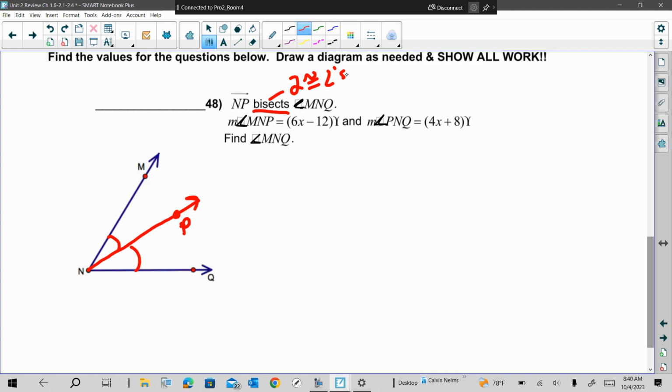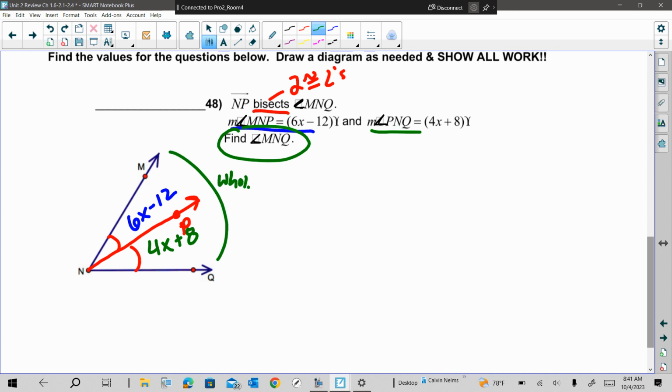All right. They gave us on here that MNP, this part, is 6x minus 12. And that P and Q, that is 4x plus 8. They want you to find M and Q. M and Q is the whole angle. So first, use your two congruent parts to set up your equation, solve for x, then plug it back in. Okay? You need to write an equation for x, solve it, plug it in.